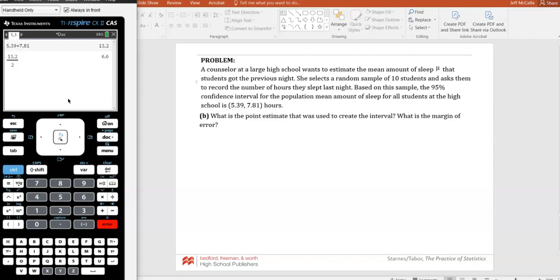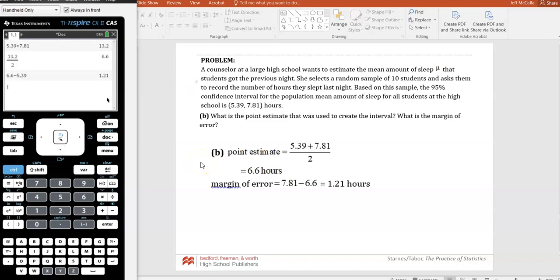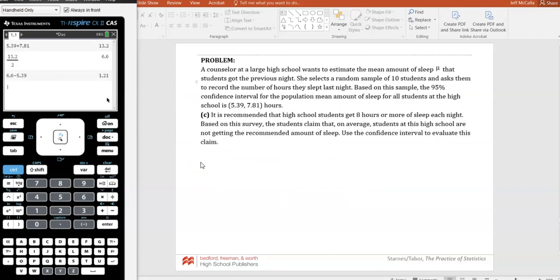The margin of error would be the difference between 6.6 minus 5.39. So that difference would be 1.21. So that's the margin of error. So we're plus or minusing 1.21. So it's 6.6 plus or minus 1.21. Yeah, the margin of error is 1.21.